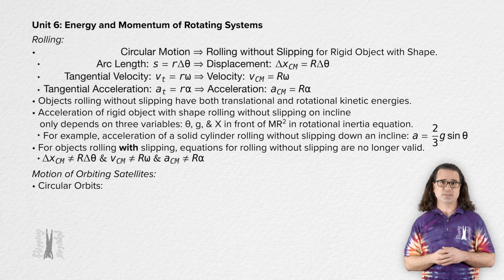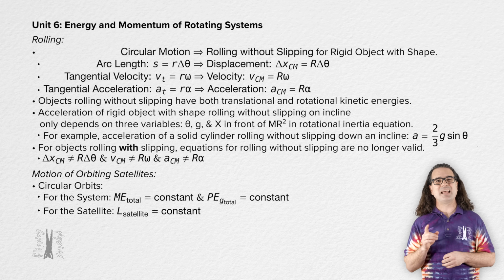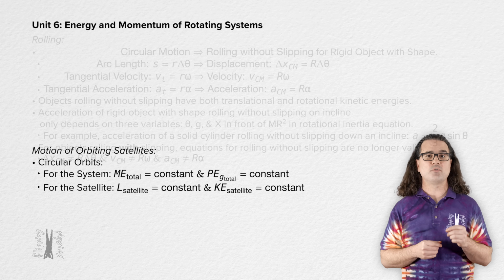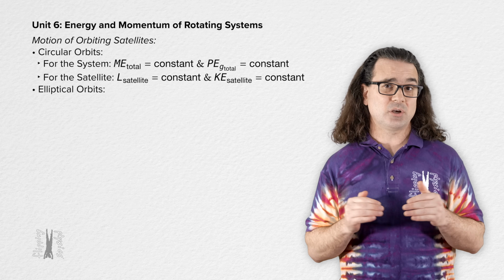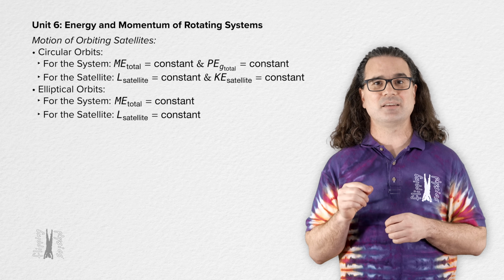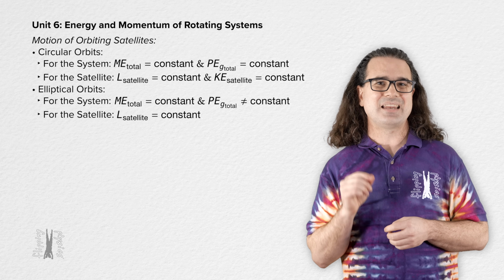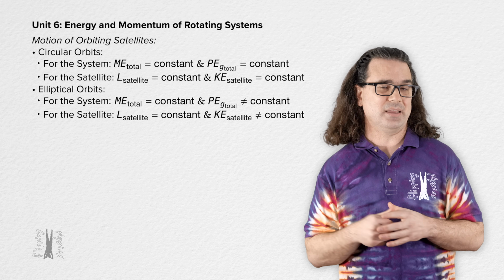In circular orbits, the total mechanical energy of the system, the gravitational potential energy of the system, angular momentum of the satellite, and the kinetic energy of the satellite all remain constant. In elliptical orbits, the total mechanical energy of the system and the angular momentum of the satellite remain constant. However, the gravitational potential energy of the system and the kinetic energy of the satellite do not remain constant.